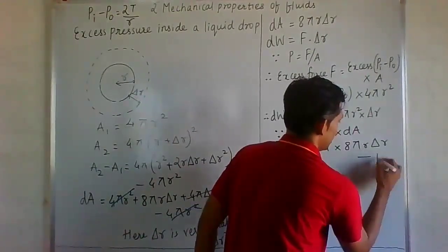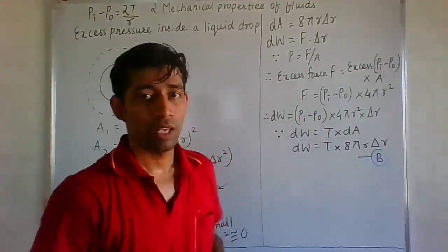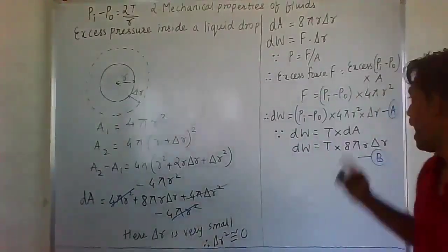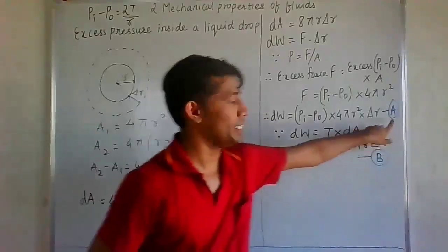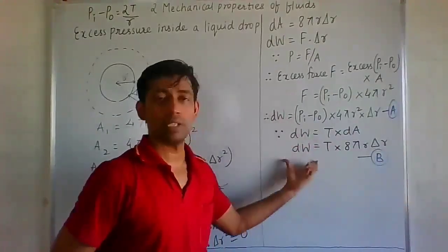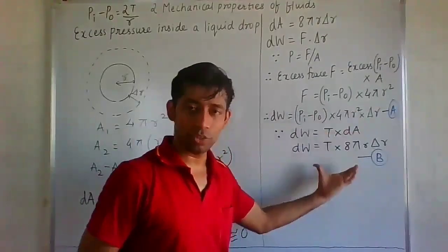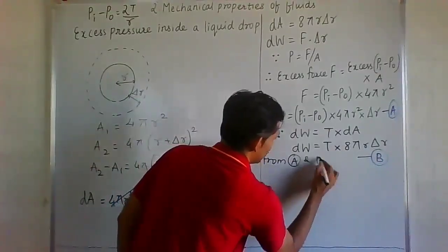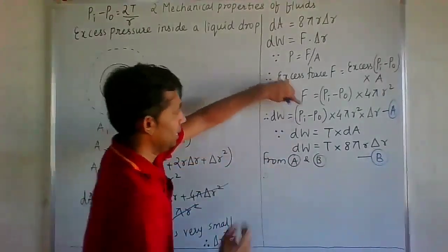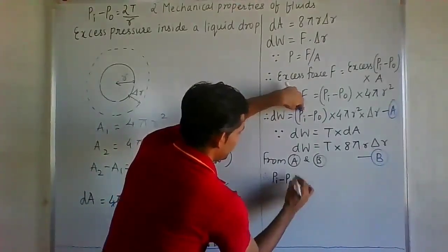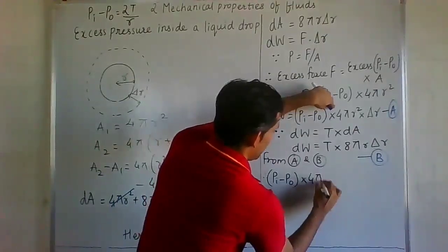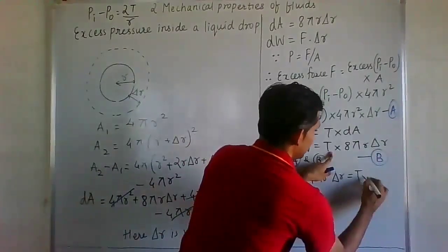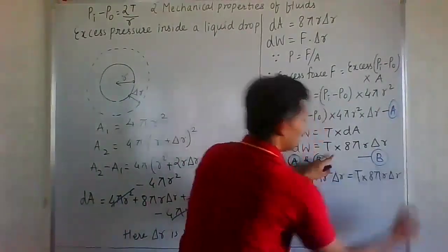Now I name some equations for avoiding confusion. Let us consider this as equation B. Let us consider this as equation A. Okay, and when you observe equation A and B, the LHS is same, work done. So we can equate RHS also. So from A and B, I will be writing Pi minus Po into 4 pi r square delta r, which is equal to T into 8 pi r delta r.